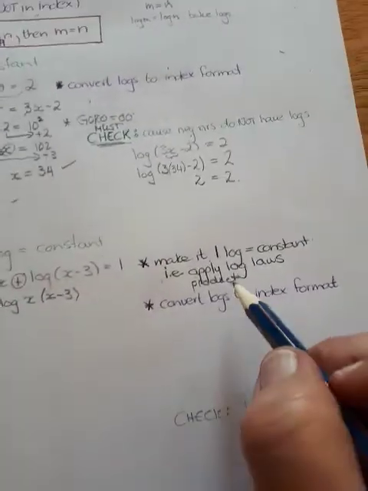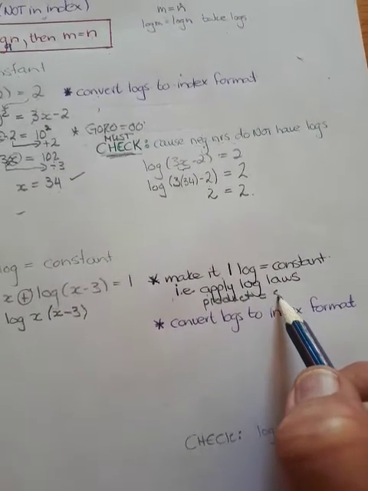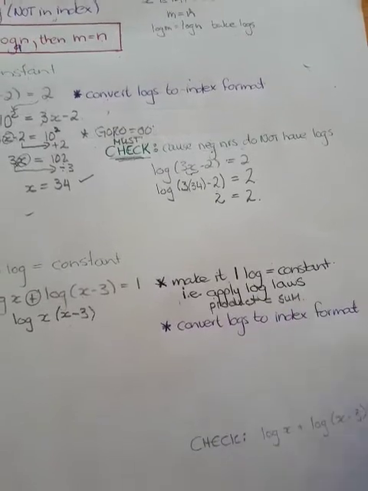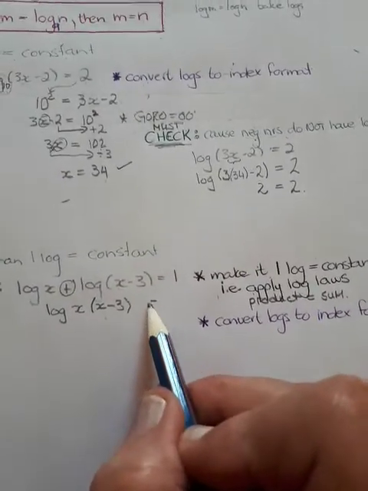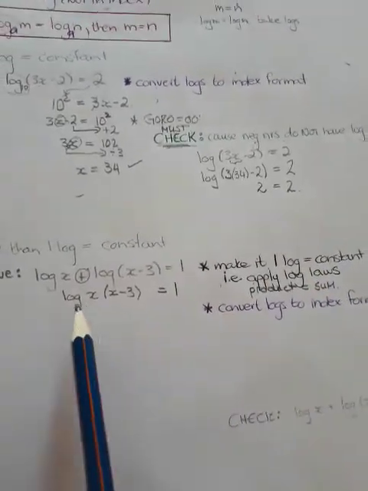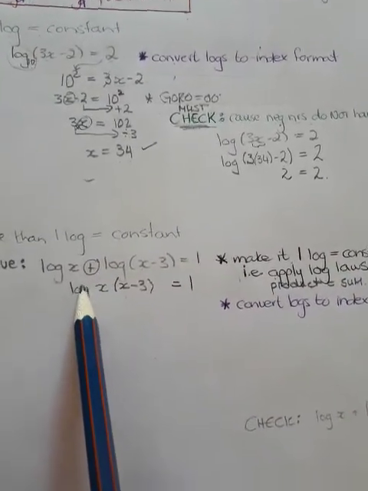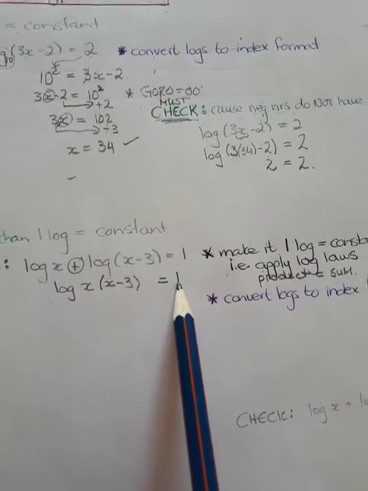Remember, the product of one log is the same as the sum of two logs. That is the product law. And then on the right-hand side, we still got 1. So now we are back to what we had in example 1. We've got one log, which is equal to a constant.